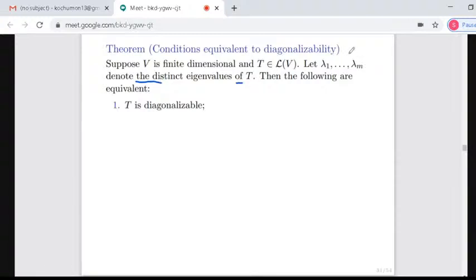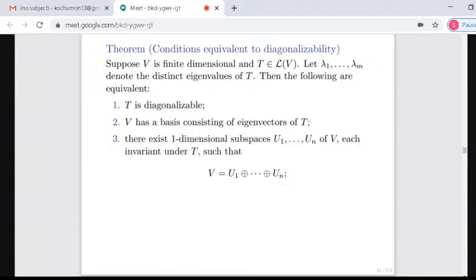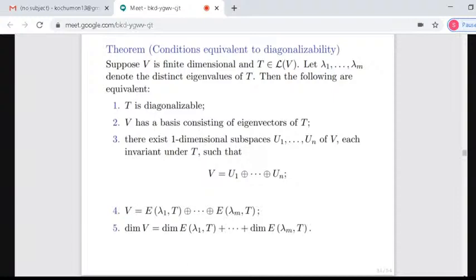T is diagonalizable if and only if V has a basis consisting of eigenvectors of T. Again, this is equivalent to saying that there exist one-dimensional subspaces U1, U2, ..., Un, each invariant under T, such that V is equal to U1 direct sum etc. direct sum Un. And the fourth one, V is equal to E_λ1 direct sum etc. E_λm. This direct sum we can write because of the previous theory. And then the dimension of V is nothing but the sum of the dimensions of the eigenspaces corresponding to distinct eigenvalues. Okay, we will see the proof now.